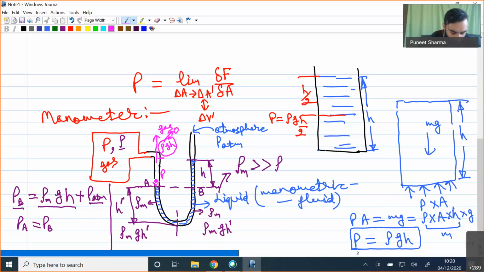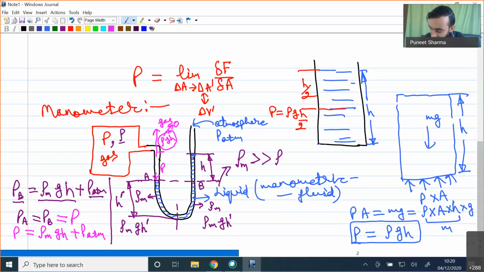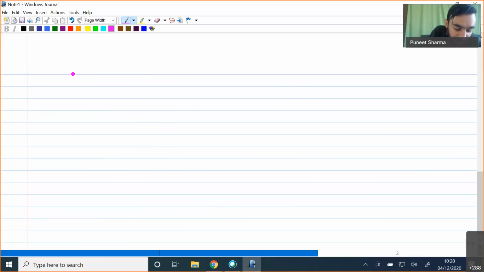Now PA is already equal to PB, and because of the negligible density of the gas, I have made it equal to nothing but the pressure of the gas chamber. So from here, I can simply write that the pressure of the gas chamber is equal to rho m g into H plus P atmosphere. Let me write this equation on the next slide. So I have told that P is equal to P atmospheric plus rho GH.